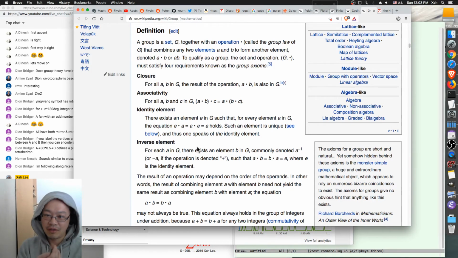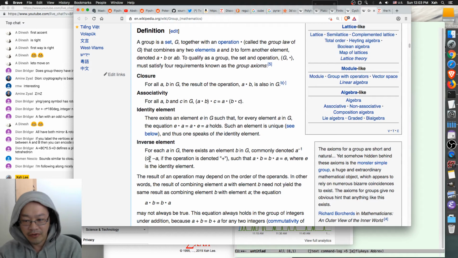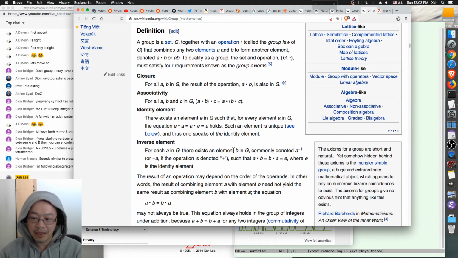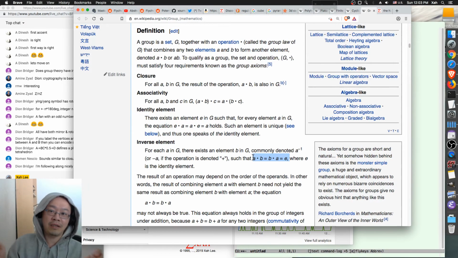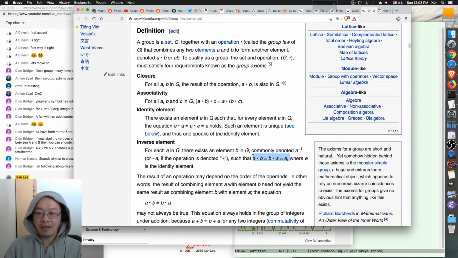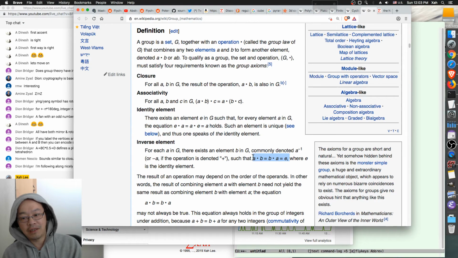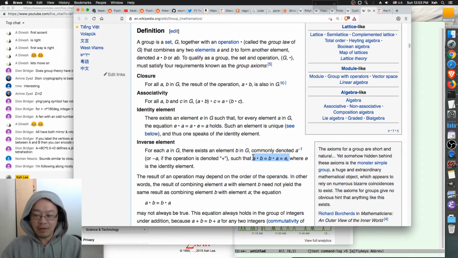So anyway, the operation requires these four elements. There's also an inverse element. It says for each A in G there exists an element B in G, commonly denoted, such that A dot B equals B dot A equals E. So here's the important part: for any element in your group, you pick any one, there exists another element in your group such that when you dot them together, the result is the identity element. Do you see what I mean?